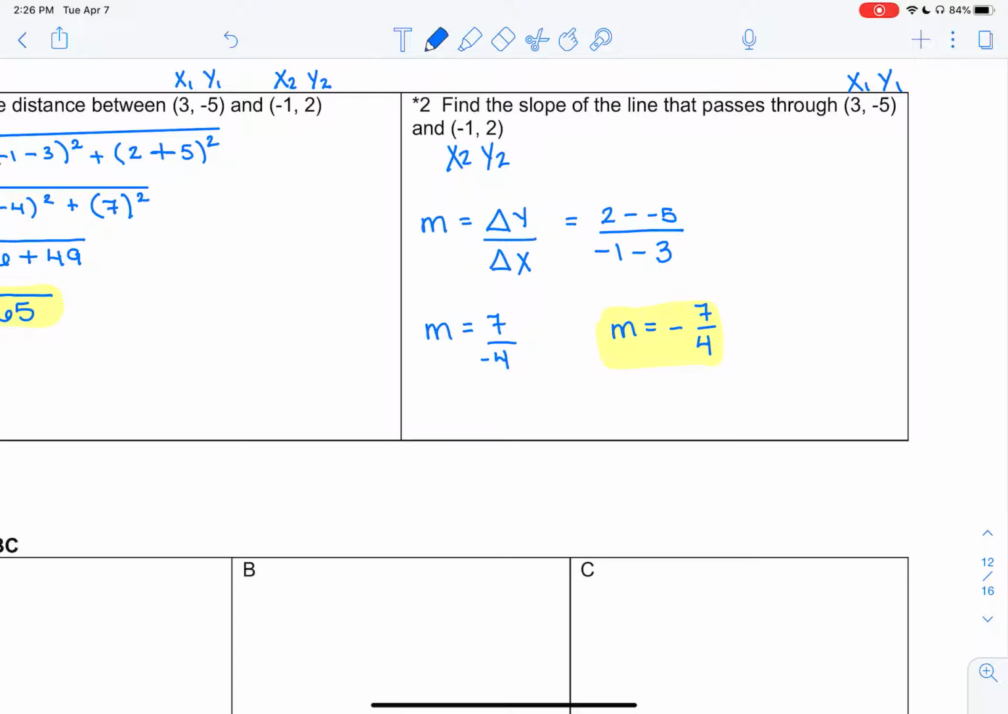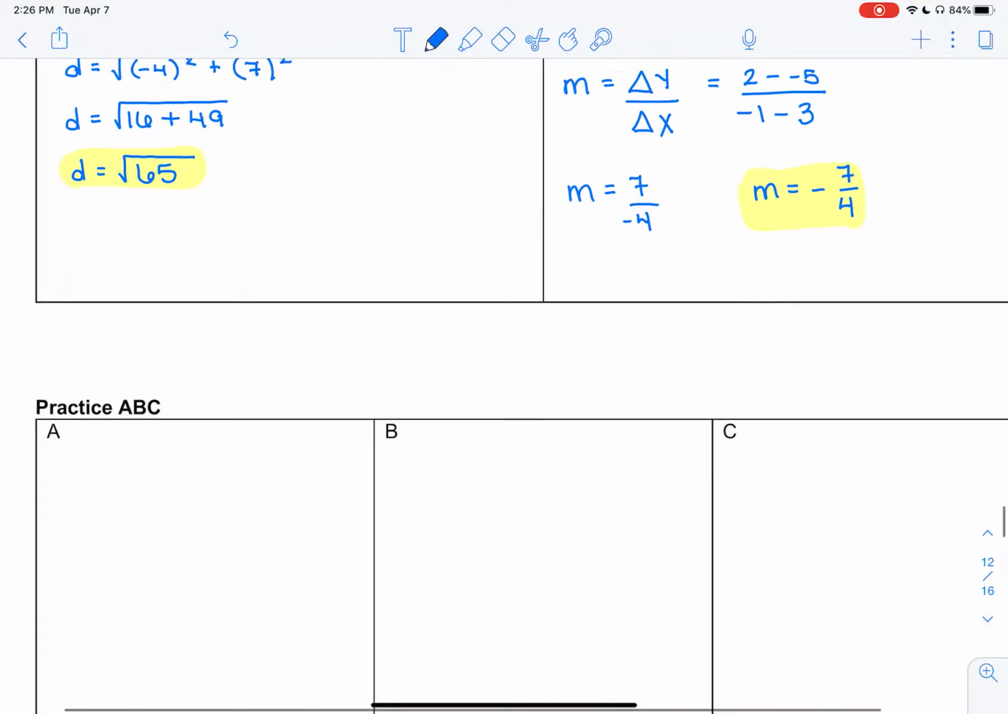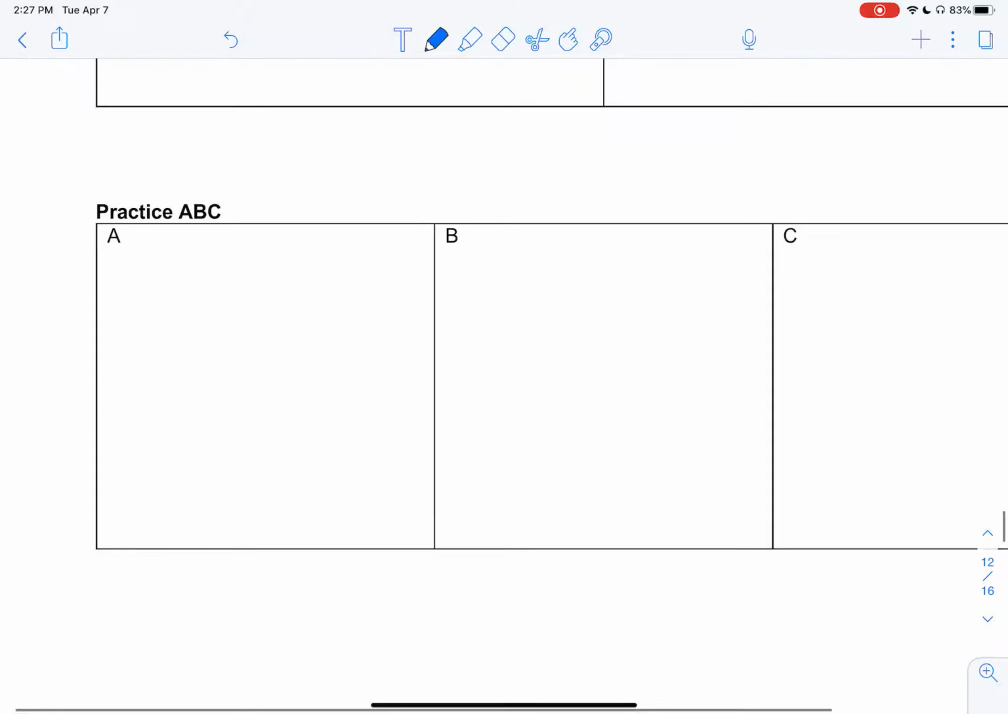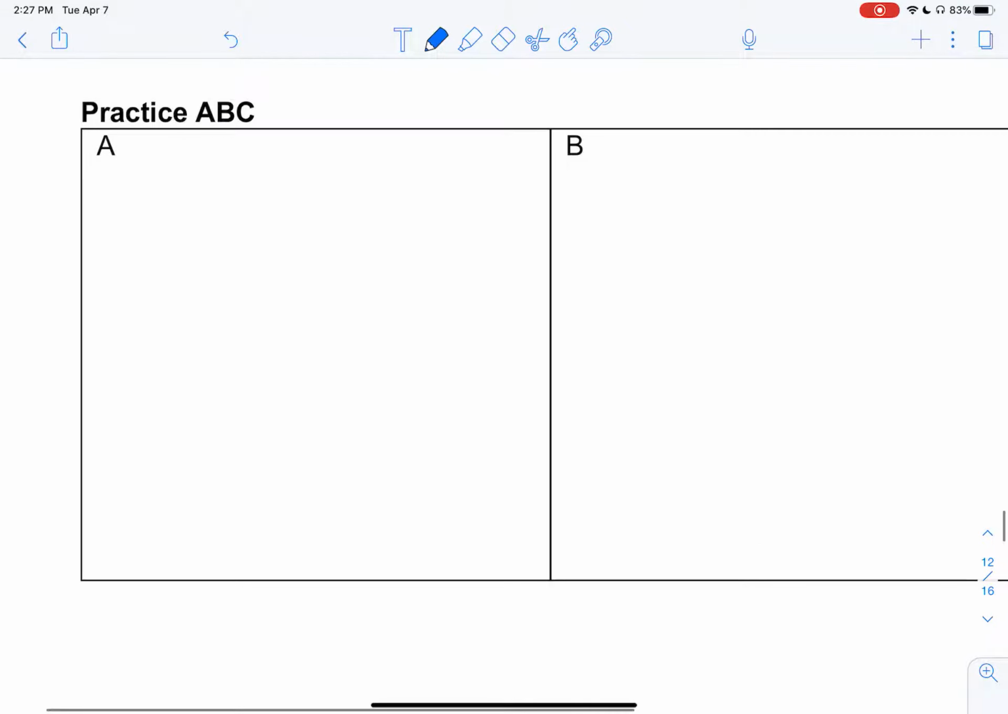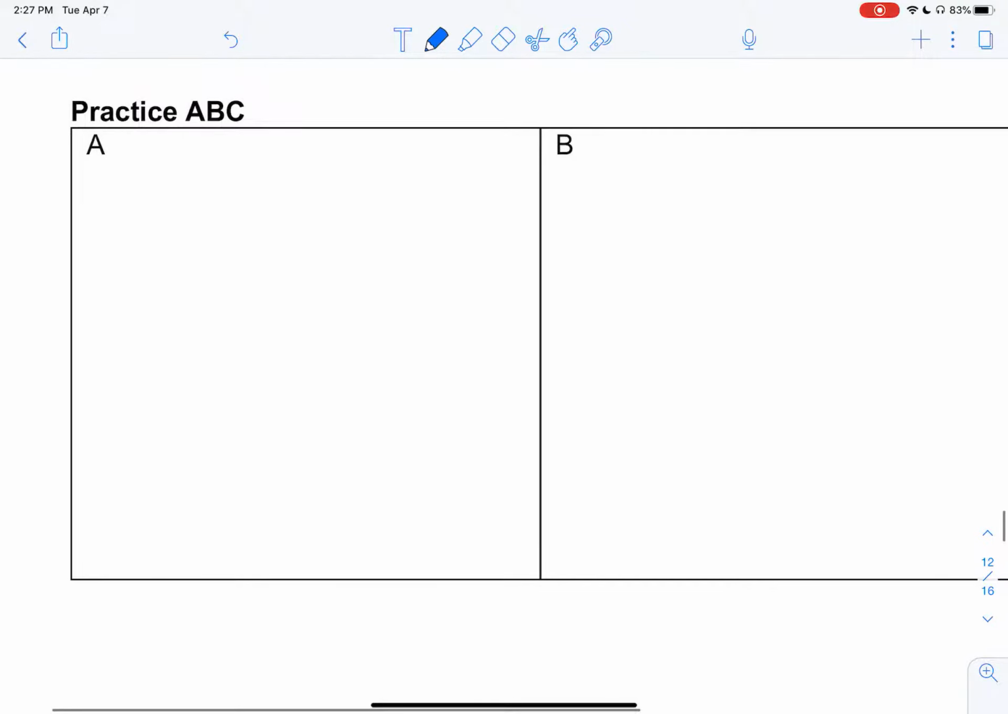Okay? Now we're going to move to your textbook to do the ABC questions. This is on page 414. Find the distance between these 2 points. Okay, so we're finding the distance, and the points are 4, -2, -4, -4. Now I'm going to go ahead and title these x1, y1, x2, y2.